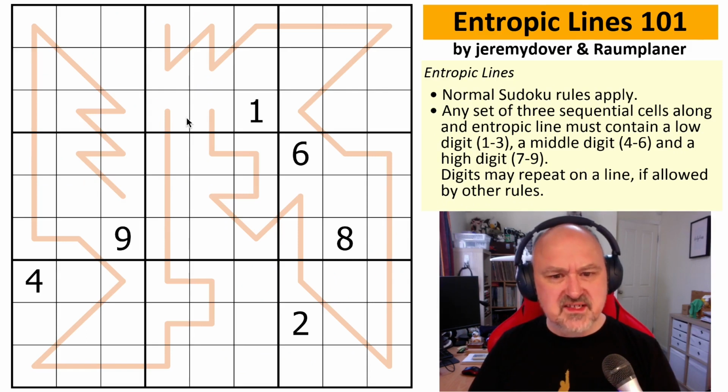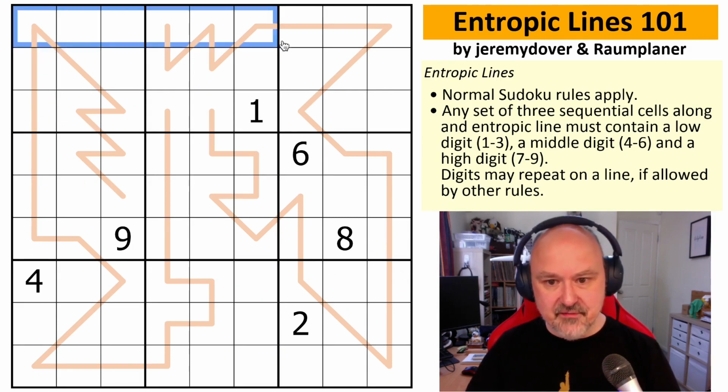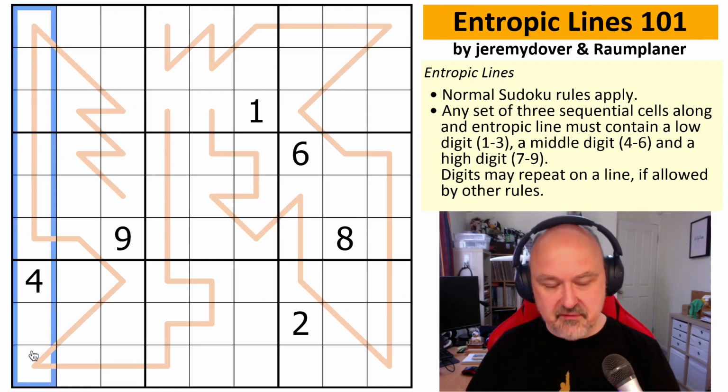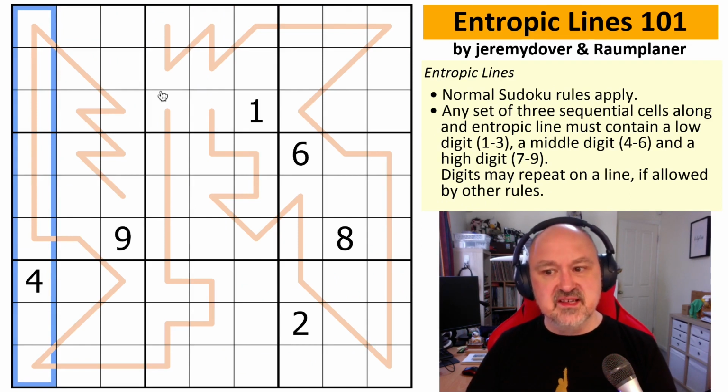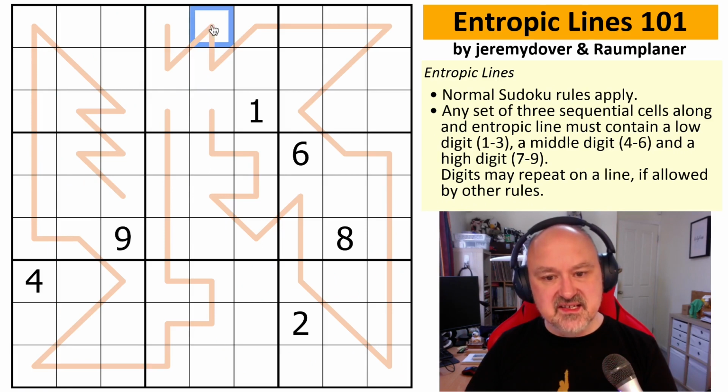And it's quite simple in concept, but it takes a bit to wrap your head around. So normal Sudoku rules apply. In every box, in every row, and in every column, the digits 1 to 9 must be placed without repetition. The trick with these is these lines are entropic lines. And the way entropic lines work is in any set of 3 sequential cells along a line, there must be a low digit, a medium digit, and a high digit. Digits can repeat along the line if allowed by other rules.